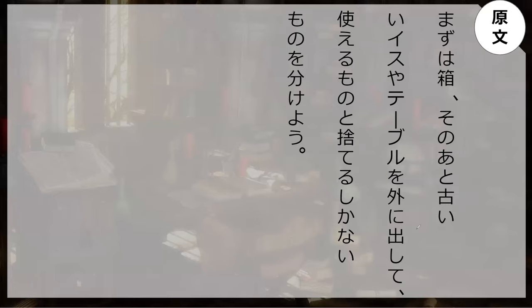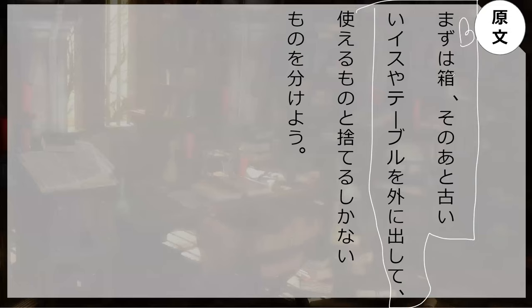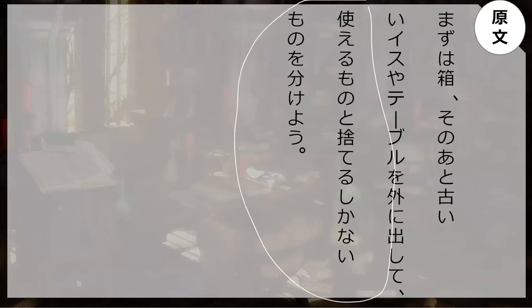Let's divide up the things. Let's start with our first clause, which is 外に出して. まず、箱。その後、古い椅子やテーブルを外に出して。We say, firstly, the box. And then afterward, その後, the old chair and the table, we will put them outside. So contextually, first we're going to take out the box, and after that we're going to take out the old chairs and tables. So the verb 外に出す is also describing the boxes first.